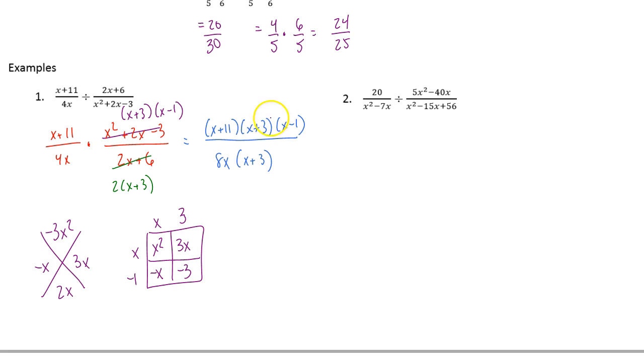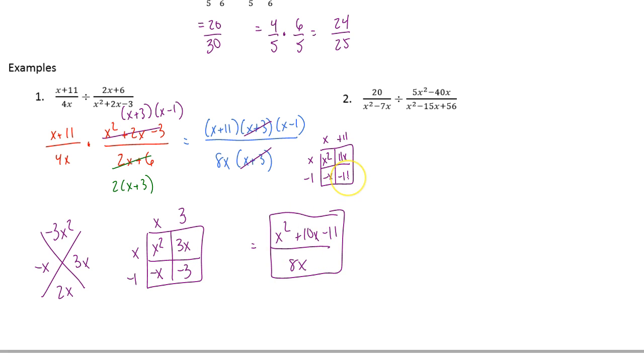Now I want to see what can I cancel out. The x plus 3's cancel out. So in the denominator, I'm going to have 8x. In the numerator, I'm going to have to multiply x plus 11 times x minus 1. So now one way you could do that is by using that box method, which I'll squeeze in over here. So we would have x plus 11 and x minus 1. So I get x squared and 11x. This would be negative x and negative 11. So we would have x squared, 11x minus x would be 10x, and then minus 11 would be your answer.